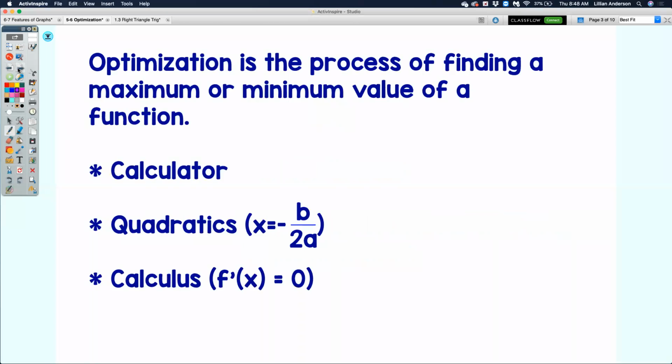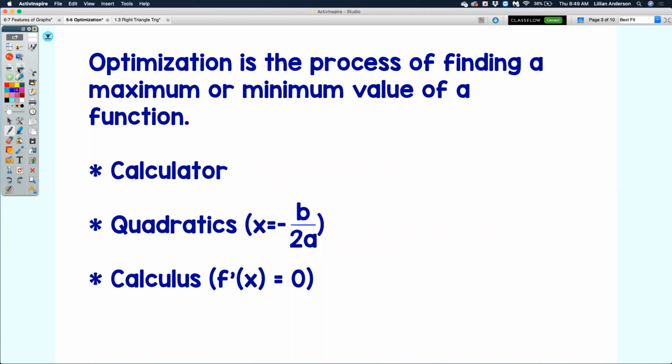So first off, what optimization is, it is the process of finding a maximum or minimum value of a function. You're trying to find the optimum value for the optimum profit that a company can make by producing, you know, X number of iPhones, or you're trying to find the optimum area that you can build around your property to make sure you have the most space for a certain amount of fencing, et cetera, et cetera.